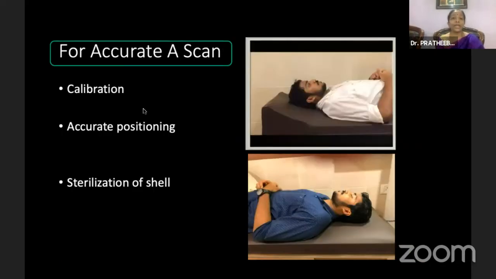For an accurate A-scan, proper calibration is mandatory. Accurate positioning of the patient is very important, and proper sterilization of the shell is important. Why is positioning important? This position is wrong. The patient has to lie supine without any tilt in the head.